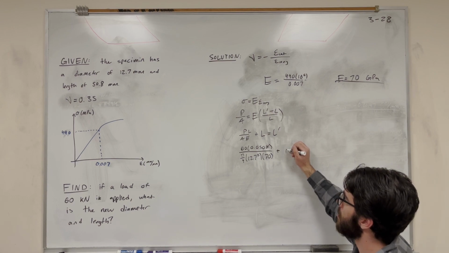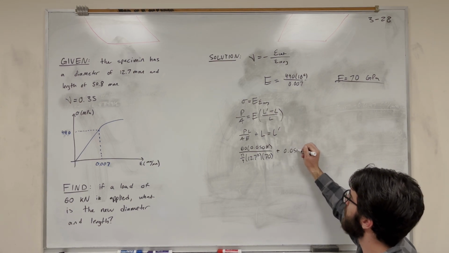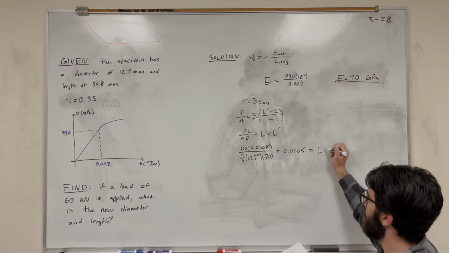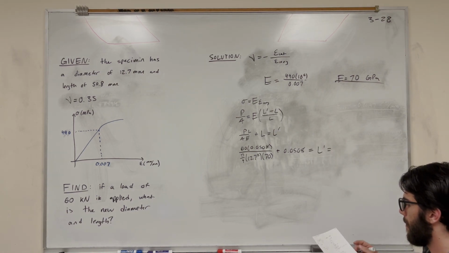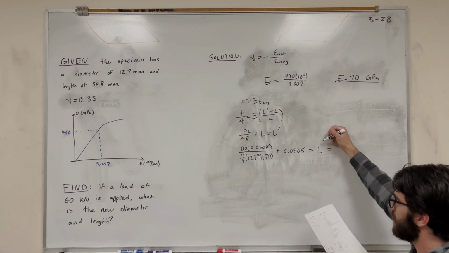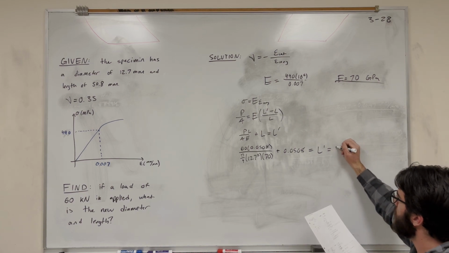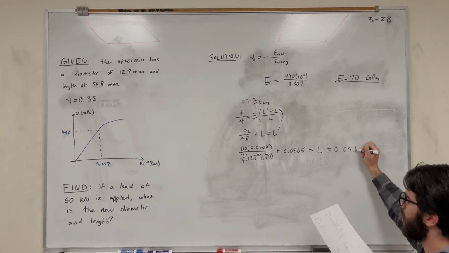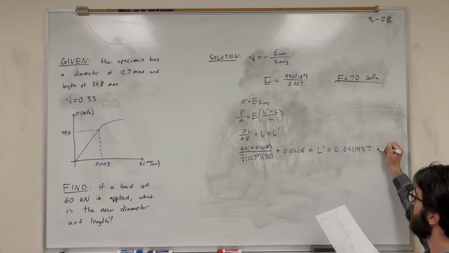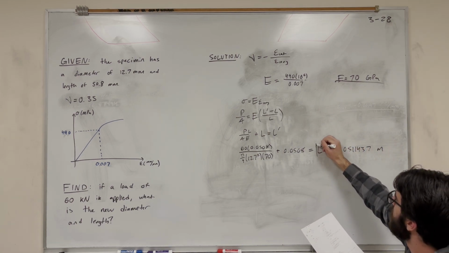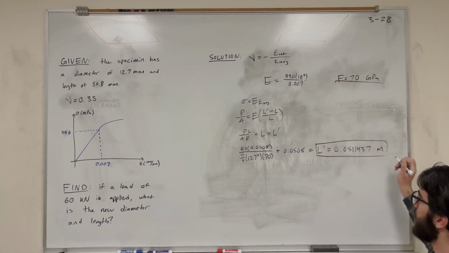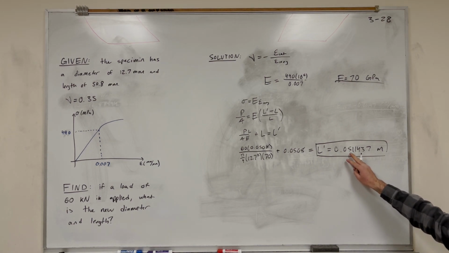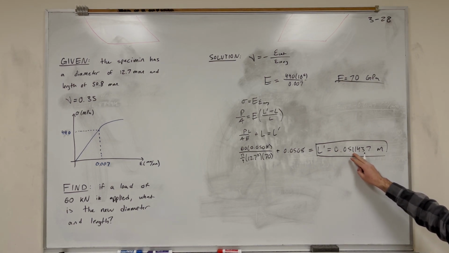Plus 0.0508 is equal to L prime, and that's what we're solving for. You do this, and you get that it's equal to 0.05111437 meters. That's our first answer right there. We can see that it increased a little bit. It went from 50.8 to 51.1.